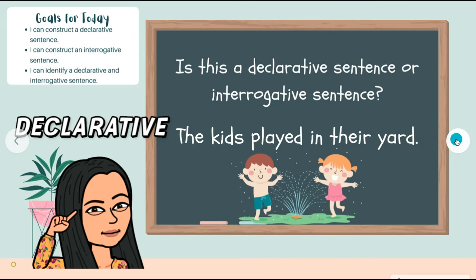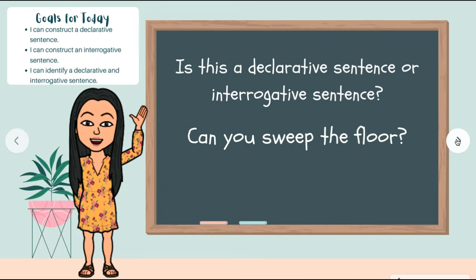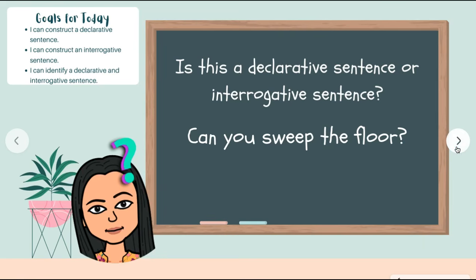Let's try another one. Can you sweep the floor? Is this a declarative sentence or an interrogative sentence? Think about it. If you answered interrogative sentence, you are correct. This is asking a question and it ends with a question mark. Good job, boys and girls.